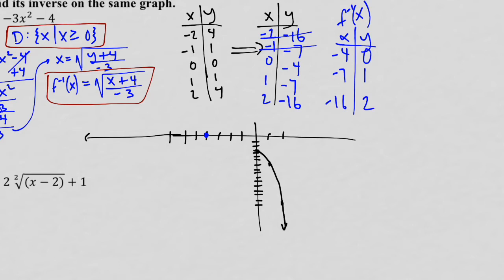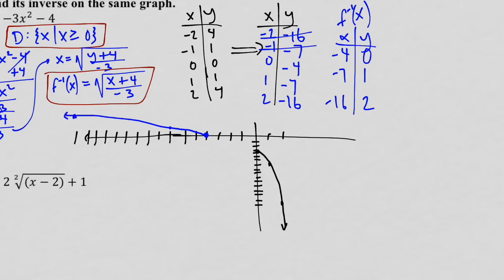It's a little closer to the x-axis because it's a little bit of a smaller difference between them. And negative 16, 2. 7, 8, 9, 10, 11, 12, 13, 14, 15, 16, and 2. Right about there. And so my graph looks like this.